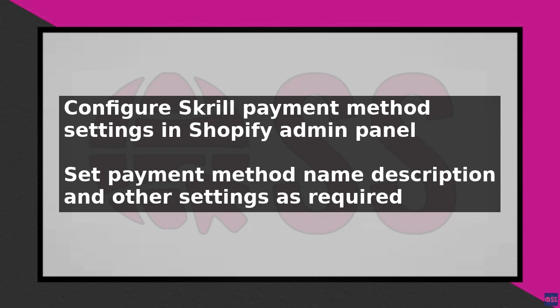Click on the Edit button next to Skrill to configure the payment method settings. Here, you can set the payment method name, description, and other settings as per your requirements. Finally, click on the Save button to save the changes.